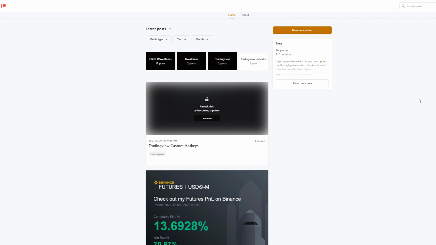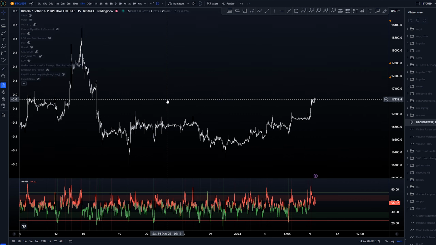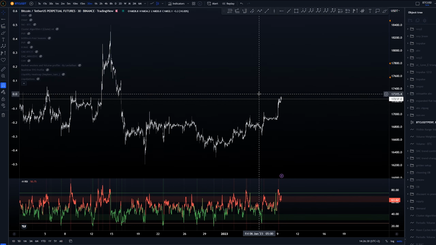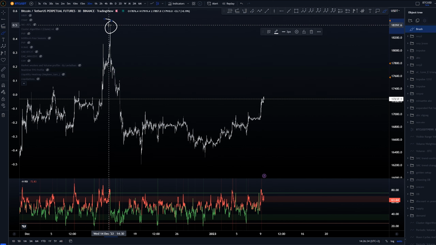Let's get into the analysis next. So starting here on the 15-minute time frame, or probably actually I should start on the 30-minute time frame. Still the same overall structure that we have been looking at.